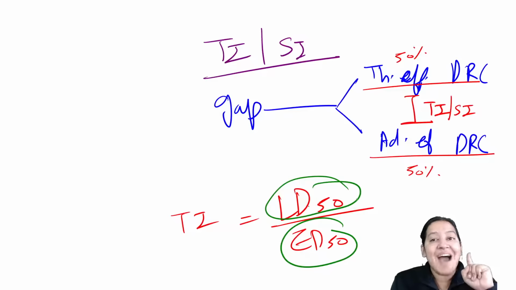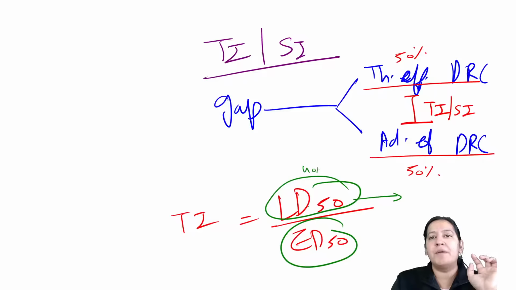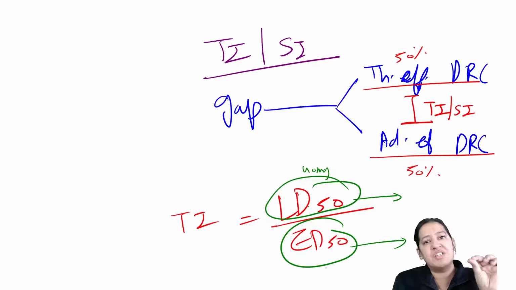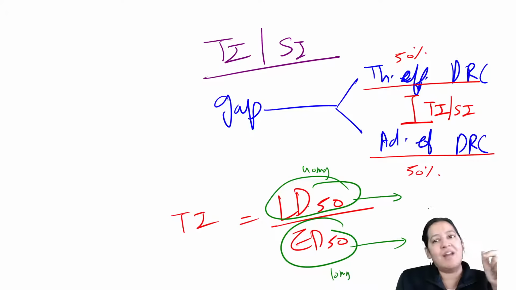Lethal dose 50 is the amount of drug at which 50% of the animals are dying. So if you give 40 milligram of the drug, 50% of the patients will die. It is toxic. And effective dose 50 is the dose at which 50% of the patients have the effect, right? So 10 milligrams. So 40 by 10, the answer is 4. So the higher the value, the safer the drug.